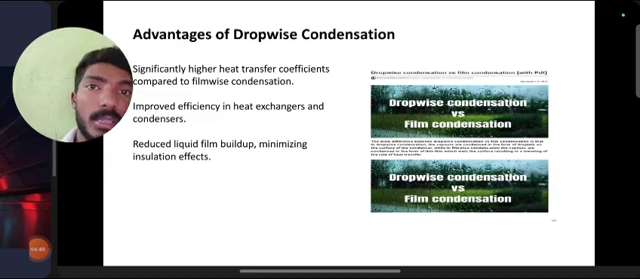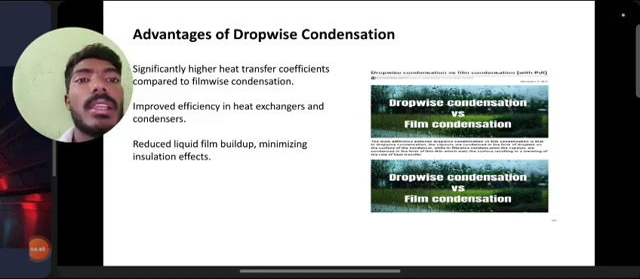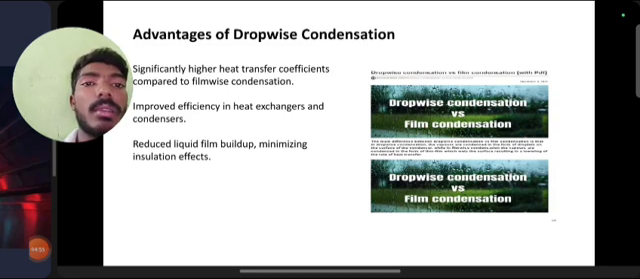Advantages of dropwise condensation. Significantly higher heat transfer coefficient compared to film-wise condensation, improving efficiency in heat exchangers and condensers. It does not require liquid film buildup, minimizing insulation effects.